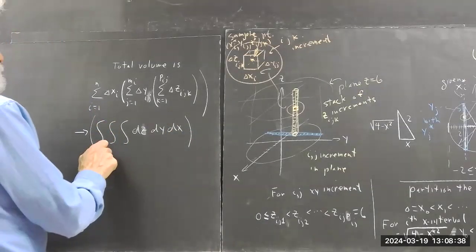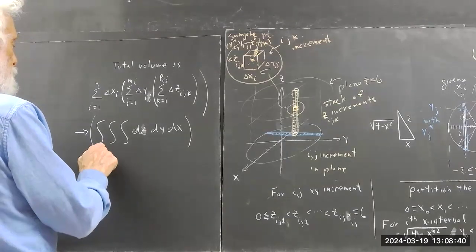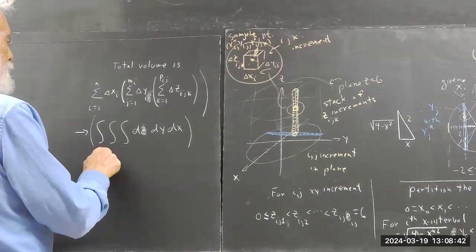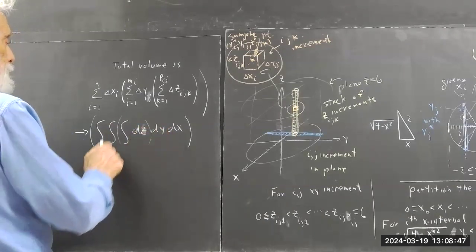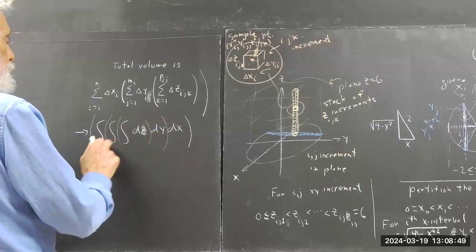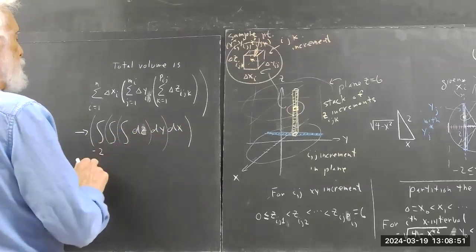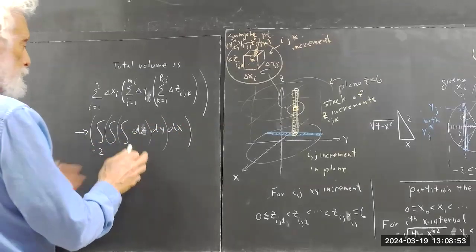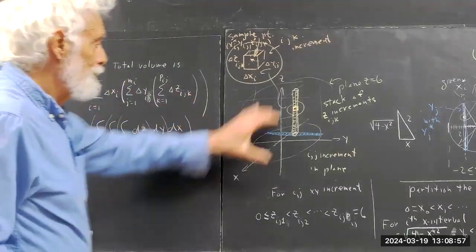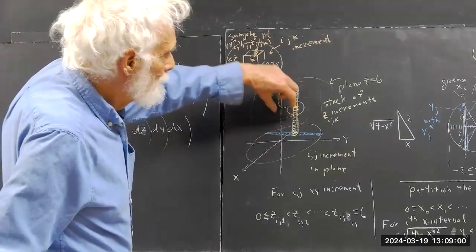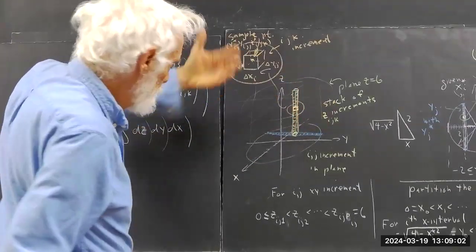Okay? And this would be from X. Of course, the inner integral is with respect to Z. Next integral is with respect to Y. Next integral is with respect to X. And these integrals successively just do what I just said. They sum over these, and then they do stacks of these along here and so forth.